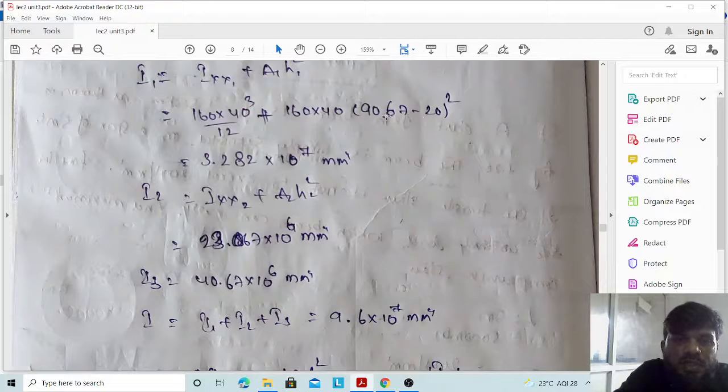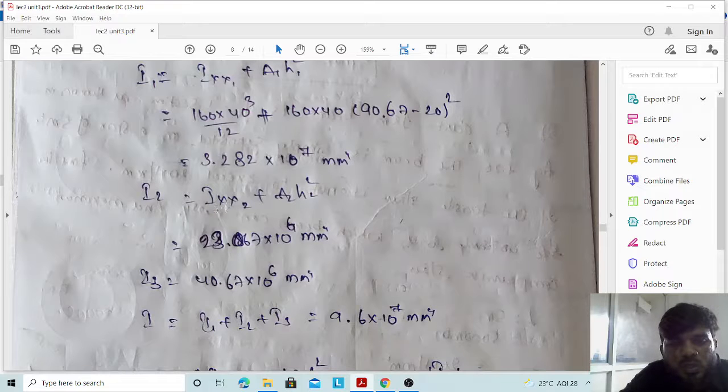Now you can ask, sir, from the top you have taken. No, if you take the CG from the top or bottom, the overall value will remain the same, so no need to worry about it. The only thing you have to bother about is taking the y value. Other things you can follow as usual. So 90.67 minus 20, the whole square, gives the value 3.287 into 10 to the power 7 mm to the power 4.